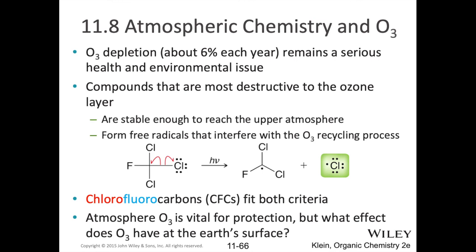One, they've got to come from compounds that are stable enough to reach the upper atmosphere, to reach the stratosphere where these reactions take place. Two, once they're in the stratosphere, they have to form those radicals. And of course, these radicals will then interfere with that process. And it turns out that chlorofluorocarbons, that's organic molecules that have chlorine and fluorine attached to carbons, are prime candidates. They meet both these requirements.